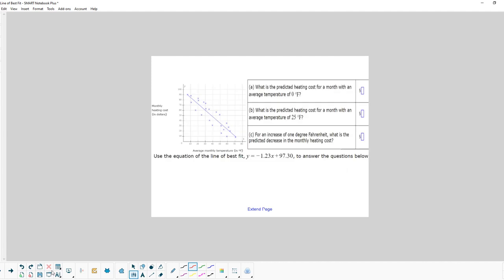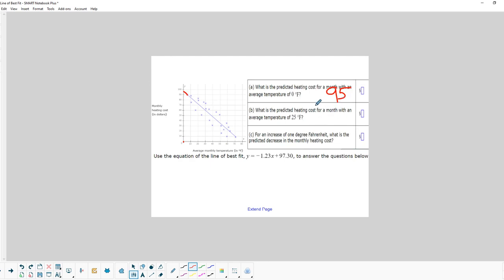Okay, so on Alex, you're going to see some problems like this as well. What is the predicted heating cost for a month with an average temperature of 0 degrees Fahrenheit? So if you go to your graph, here's the average monthly temperature, and 0 is clear over here at the left side. So we've got to come up here and predict where that line is going to cross right there. And it looks to me like it crosses right about 95. Now, when you put these answers in on Alex, they allow you to be off just a little bit and still give it to you as a correct answer. You don't have to be exact, but you've got to be close.